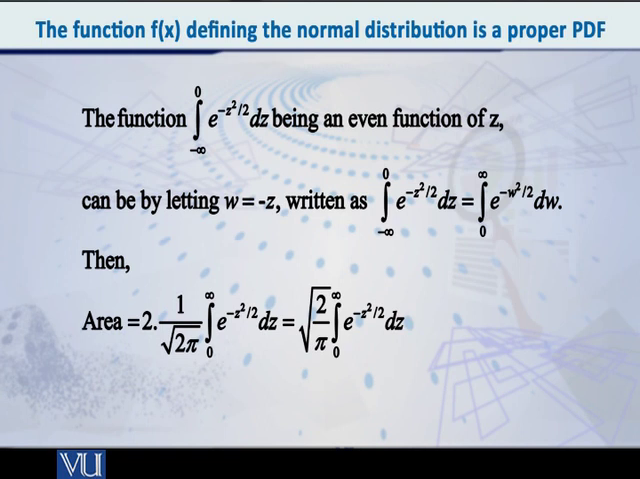तो अगर ये even function है जो कि है, then we can have another transformation coming up. We can let w be equal to minus z, and then it is easy to show that this integral is equal to 0 to infinity e raised to minus w square over 2 dw. ये जो है it's very simple, इसको आप खुद कर लीजिए.